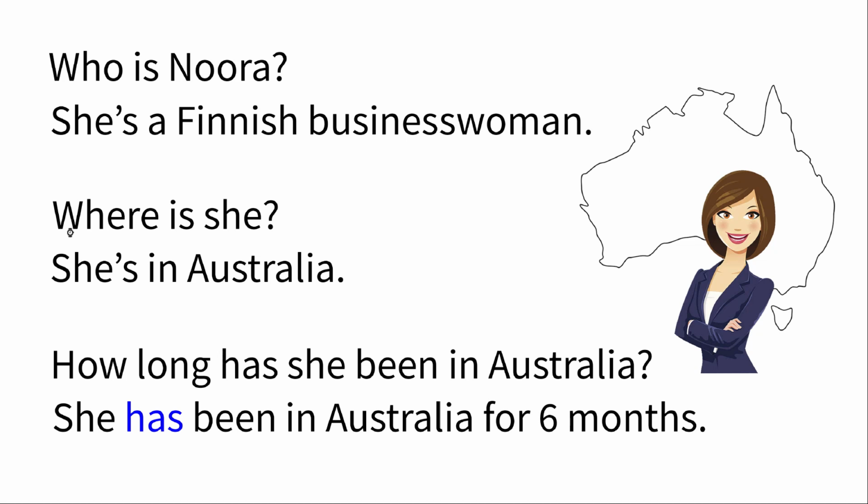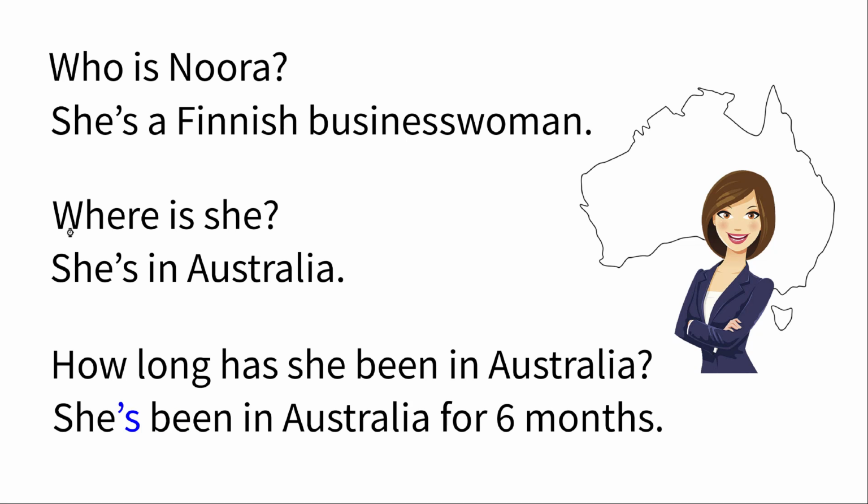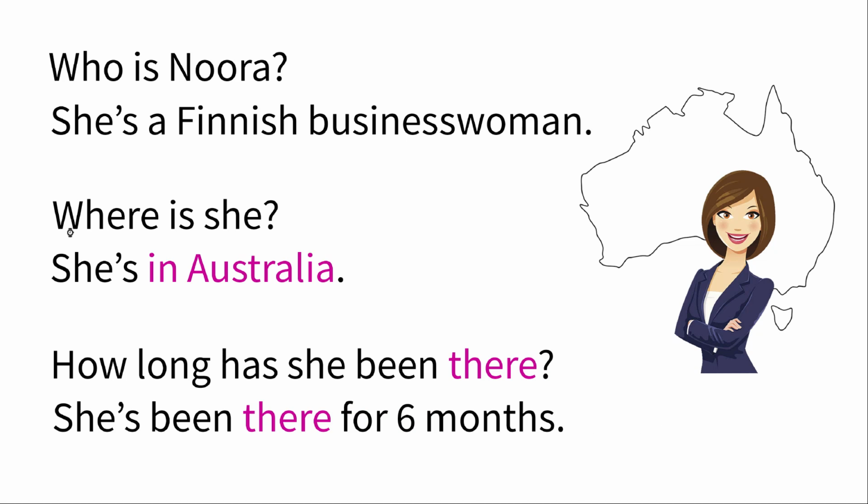Okay. She has been, let's change that to she's been. She's been in Australia for 6 months. There's more we can do with these sentences. We said Australia, well, 3 times. Once is enough, so let's just say she's in Australia. Oh, how long has she been there? Well, she's been there for 6 months.